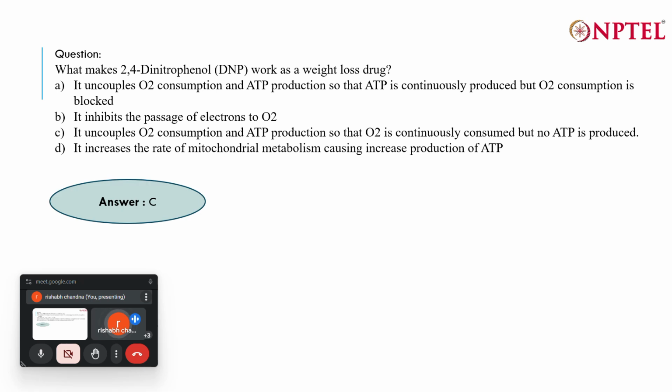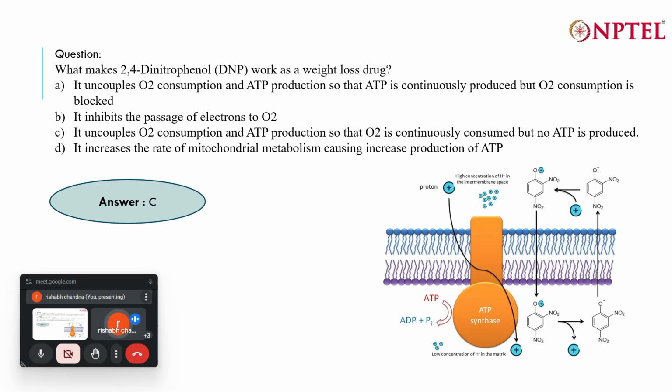So the correct answer is option C, and here is the explanation. So this is 2,4-dinitrophenol. Here it has a high concentration of H plus ions. So it binds to the H plus ions and can directly bring them to the matrix. So it basically stops the ATP synthesis because it is breaking the proton gradient.